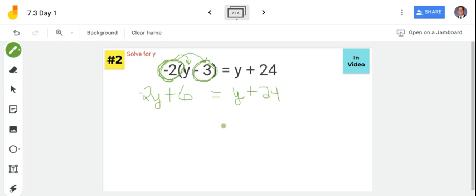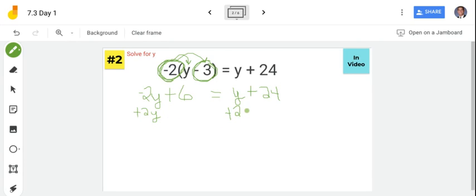Step 3, get the variable on one side. Right now it's on the left and the right. So I need to pick a side and get it there. I'm going to pick the right side so that my y term will be positive. So how am I going to move negative 2y to the right side? I can't subtract 2y because that'd be negative 4y. I have to add 2y, of course, to both sides.